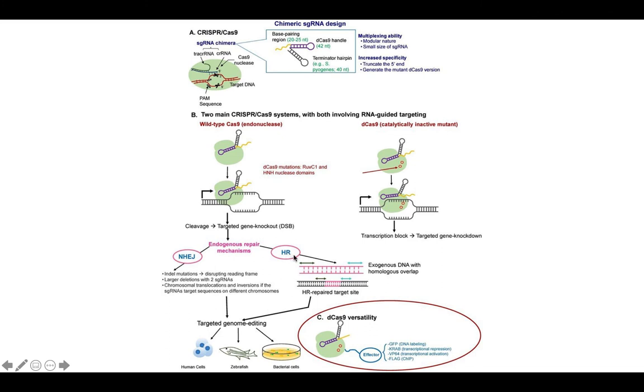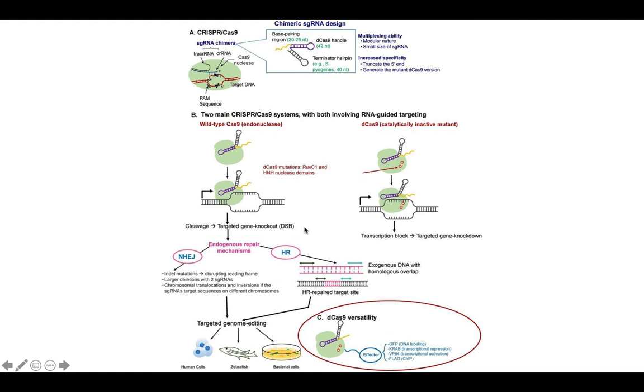You can also use homologous repair. You add exogenous DNA with homologous overlap, which targets the homologous repair site, and you can target the genome editing. This is used in human cells, bacteria, zebrafish and many other things, nematodes I think as well. So that's the versatility. You can use it with GFP, green fluorescent protein, to label it, and so on. This is what we discussed so far.